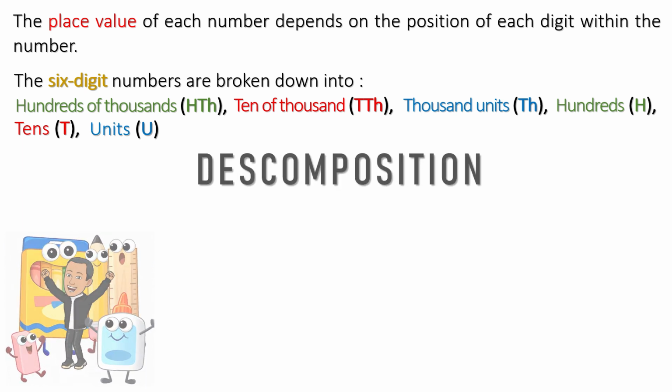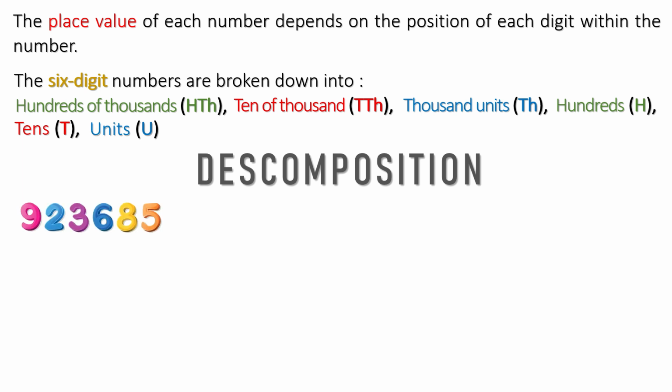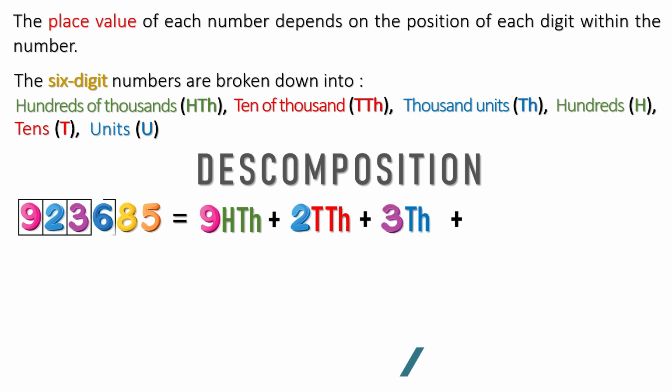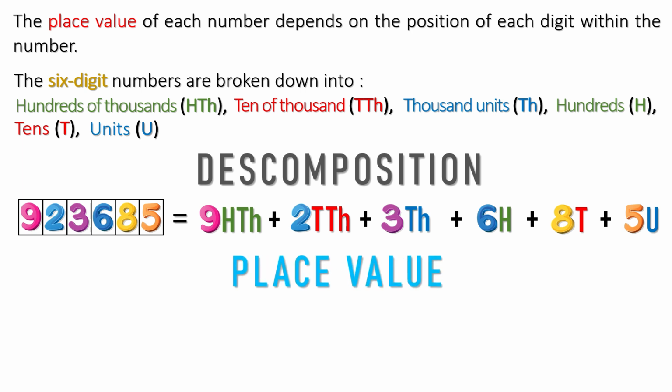To do this, we will use the number 923,685. Starting from left to right from the place occupied by each digit, we can write the number 9 as 9 hundreds of thousands, the number 2 as 2 tens of thousands, the number 3 as 3 units of thousands, the number 6 as 6 hundreds, the number 8 as 8 tens, and the number 5 as 5 units. This operation corresponds to the decomposition of the number 923,685 according to its place value.